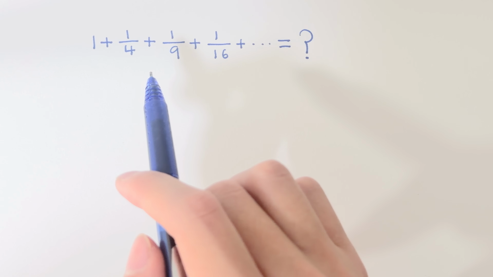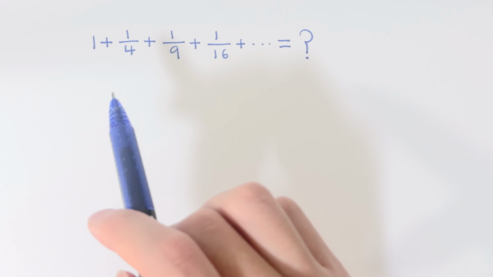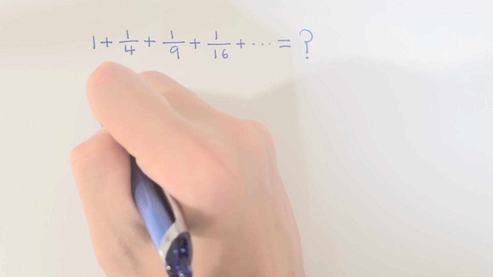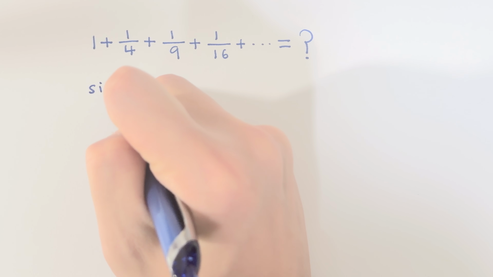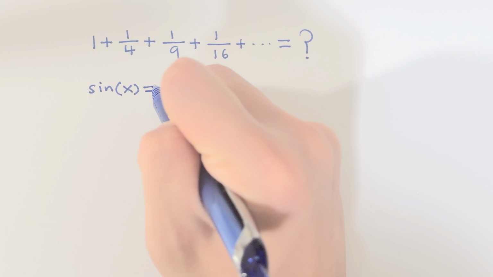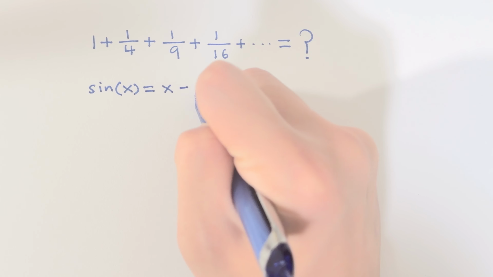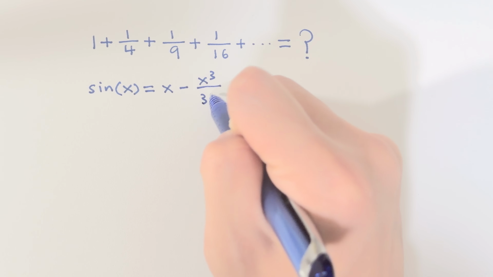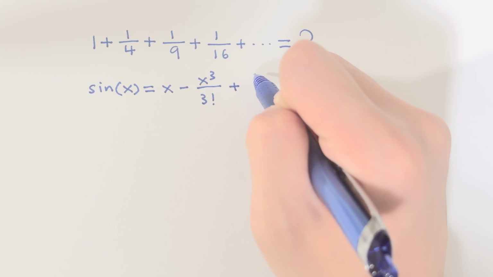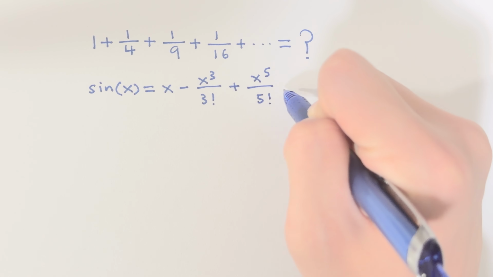Euler, instead of looking at the numbers, looked at the sine wave. You might remember the Taylor series from calculus. It's just a way to write the sine wave as an infinite polynomial. Sine of x equals x minus x cubed over 3 factorial plus x to the power of 5 over 5 factorial.